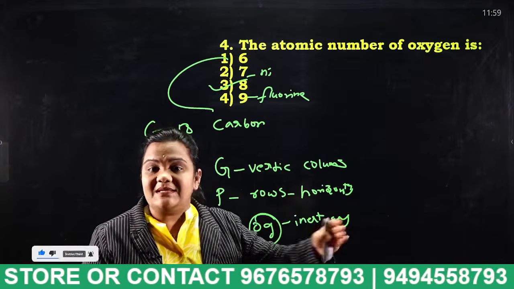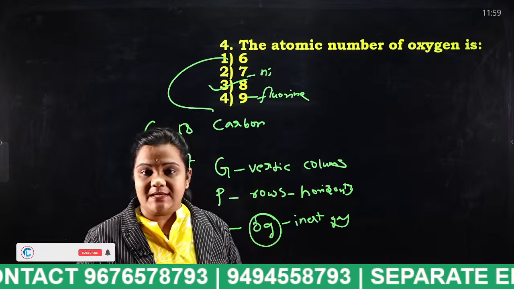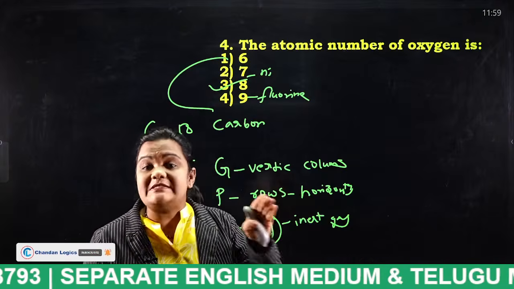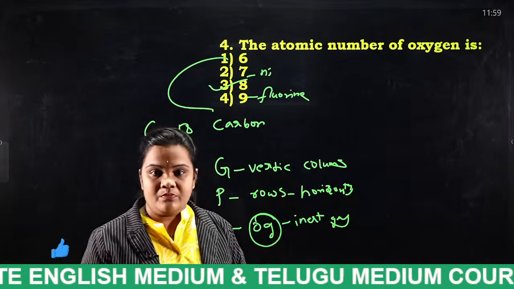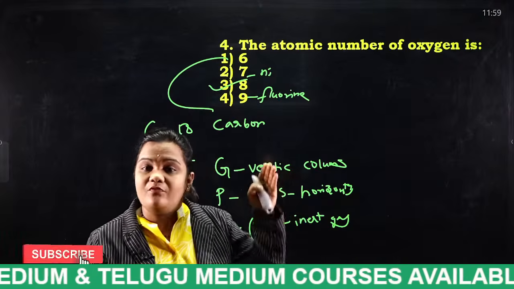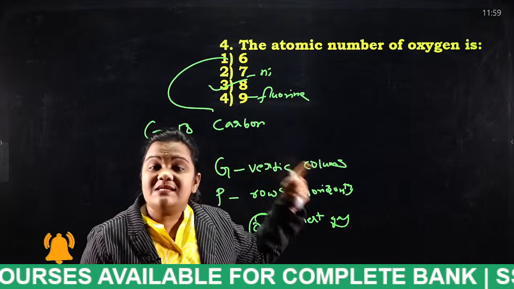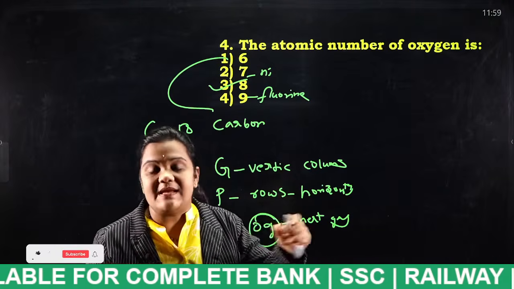When it comes to the Earth's crust, oxygen is available 46 to 47% in our Earth's crust. This oxygen is also known as fire gas sometimes.